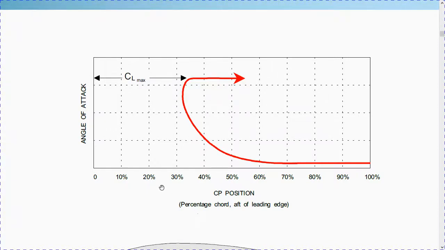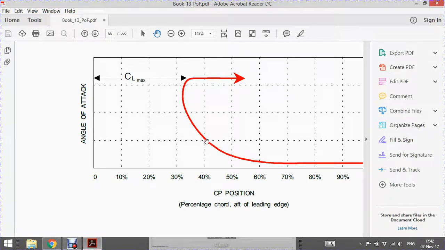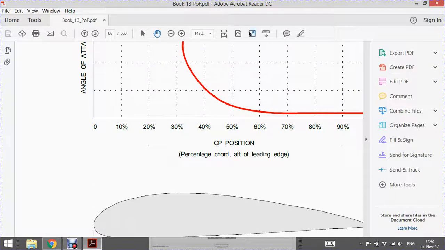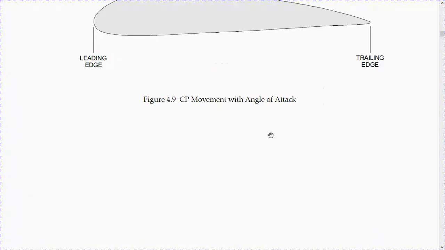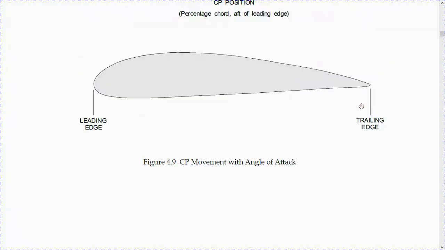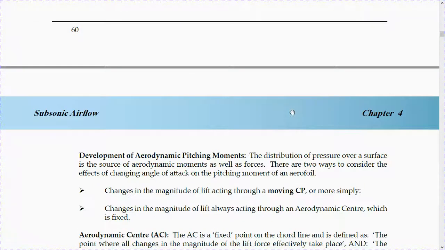As we can see here, this is the percentage of the chord from the leading edge, with angle of attack increasing. It stays forward, it moves forward to its maximum, and if you increase the angle of attack again, it will start to move backwards and cause stall. Leading edge, trailing edge, it moves along the chord line.